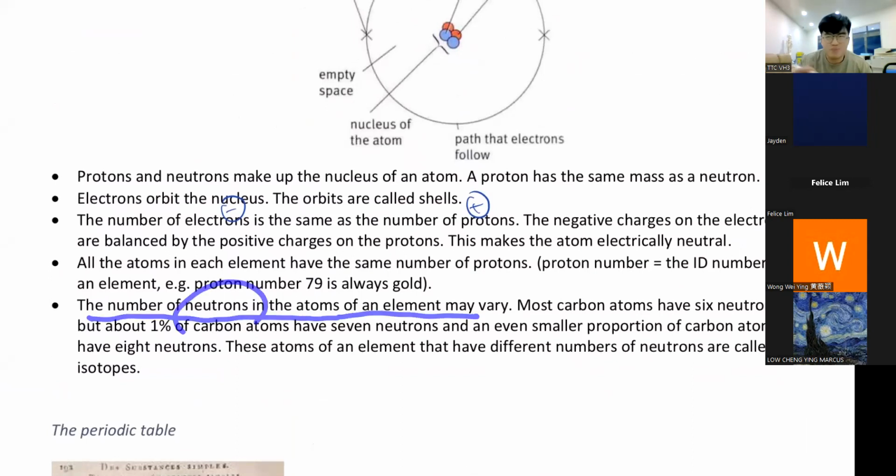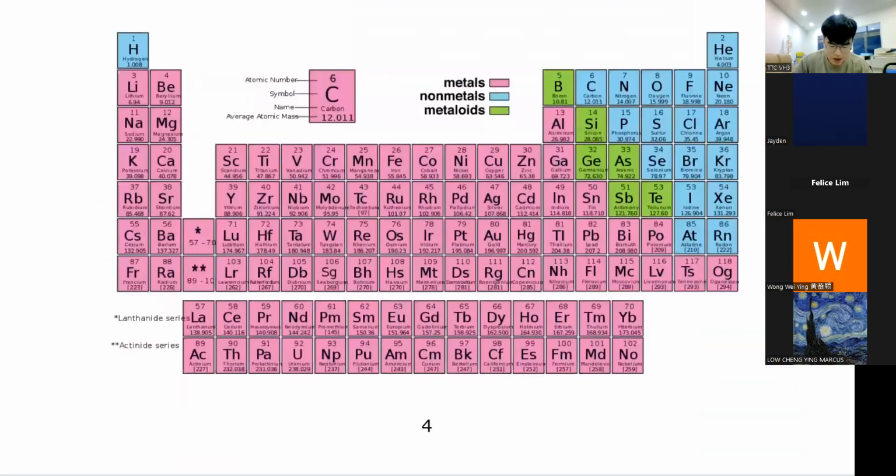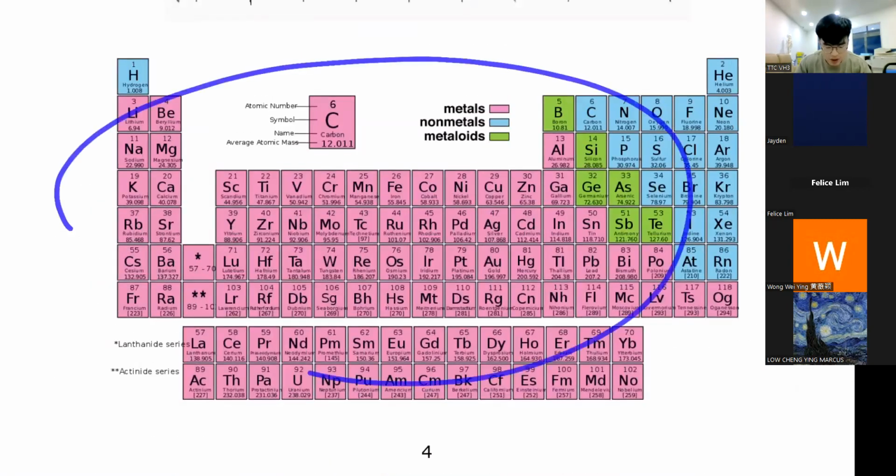Okay, neutron, we don't really pay attention to them because they're not very important. We just know that every element, every atom has their own proton number, and electron number follows proton. You get what I mean? So let's say if I'm gold, I'm proton number 79, and my electron number will be 79. Electron will follow proton. So all the elements, they all have their own number.